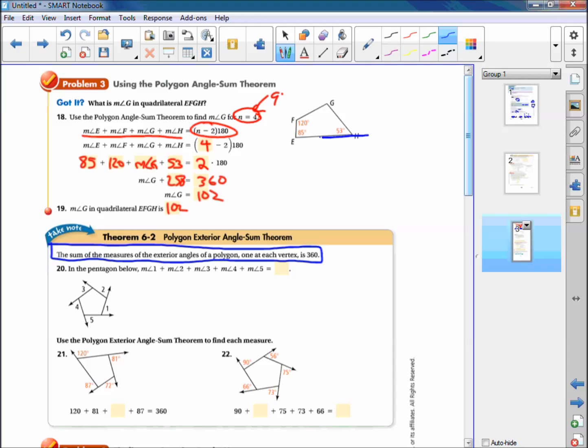There's one exterior angle right here. Here's a second one right there. Here is a third one right here. And then here is a fourth one right there. Now these angles all put together, angles 1, 2, 3, and 4, are supposed to add up to 360. So I'm going to go ahead and try to show that works.